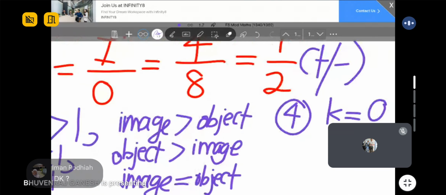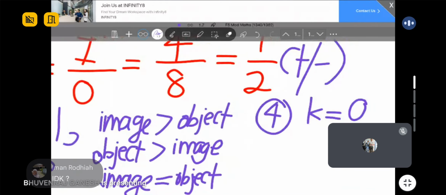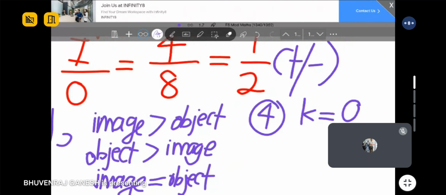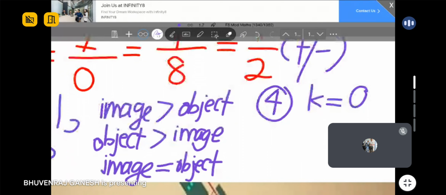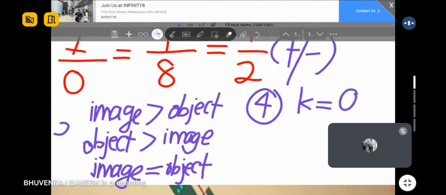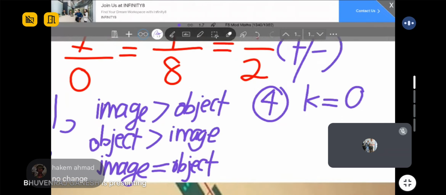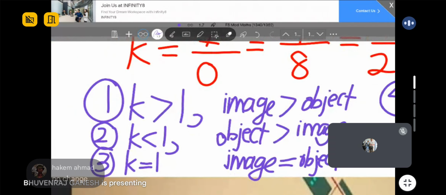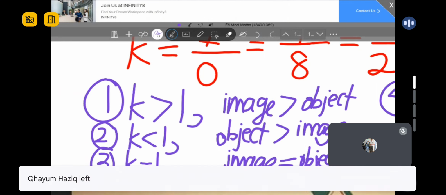So anyone? No. Oh, kamu cakap kamu tak tahu ataupun jawapan dia tak tahu. Saya pun IDK. No change. If no change, right, it is the third condition. Can you see it, Hakim? No change, image equal to object. Then only K equal to 1. Am I right? So now, K equal to 0.